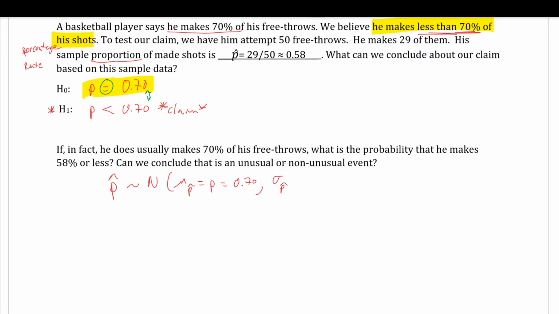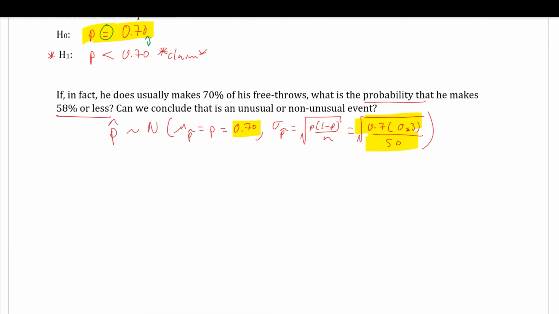The standard deviation of p hat, as we saw in the section about sampling distributions for a sample proportion, is the square root of p times 1 minus p over n. In our case, p was 0.7, 1 minus p is 1 minus 0.7, which we know to be 0.3, and n is our sample size. So how many free throws did this person take? 50. All right, so this is the mean, and this is the standard deviation. And the question is, how do we find the probability that he makes 58% or less? We need to draw a bell-shaped curve because we know this is a normal distribution.